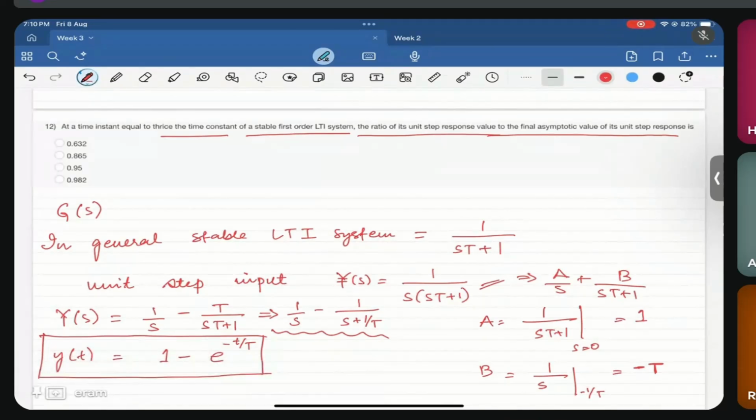Then we have to find out at t equals 3. In this case, we have to find a time instant equal to thrice the time constant of a stable system. So what is the time constant? Capital T. Yes, this coefficient is called the time constant, right?